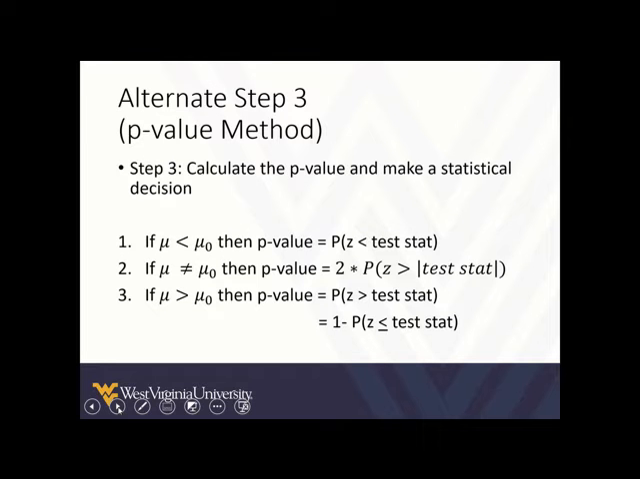hypothesis. We can, of course, use the p-value method as an alternative. If mu is less than mu naught, then our p-value is the probability of z less than our test statistic. If mu is not equal to mu naught, then our p-value is 2 times the probability of z being greater than the absolute value of our test statistic. And if mu is greater than mu naught, then the p-value is the probability of z being greater than our test statistic. And since we are using our z table, we would then have to use the complement rule.